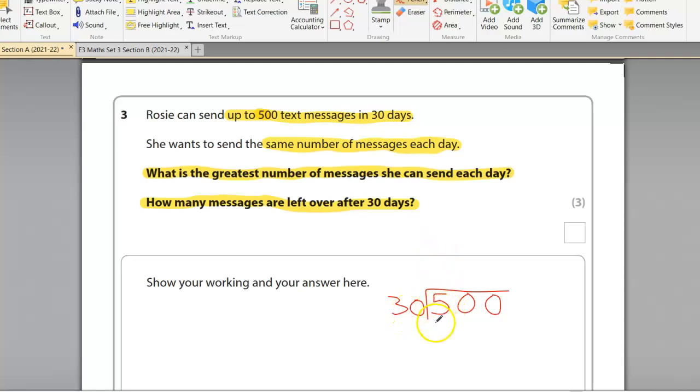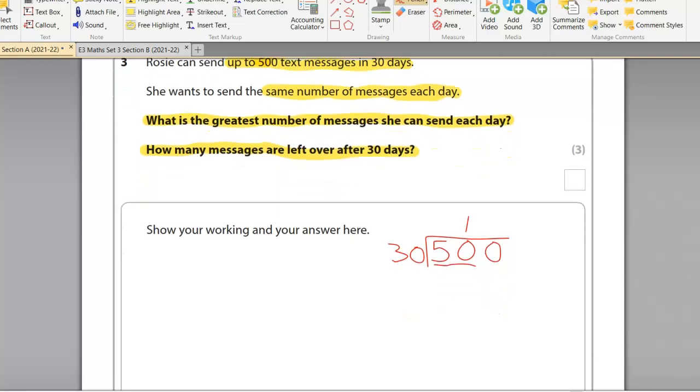So 30 into 5, you obviously can't do. 30 into 50 is going to go once. And because 1 times 30 makes 30, you're going to have 20 left over. Because 50 take away 30, of course, is 20. So that 20 you've got left over, you can put here. And then we've got 30 into 200.